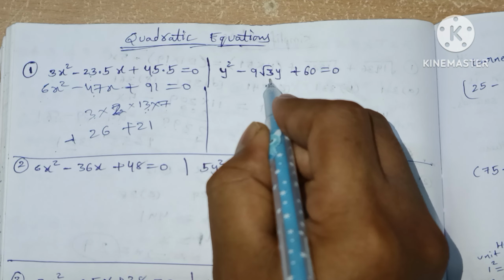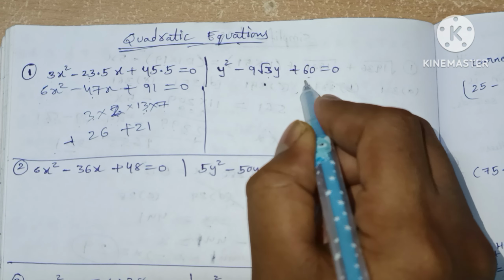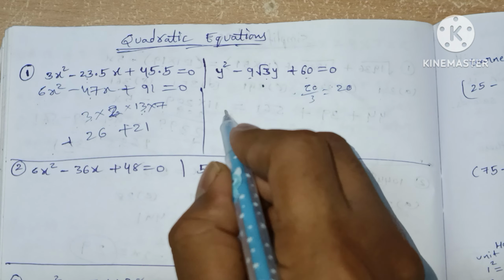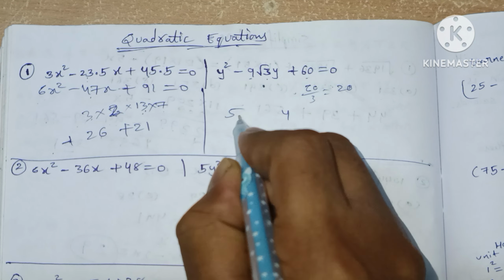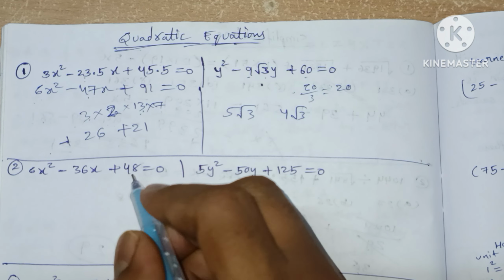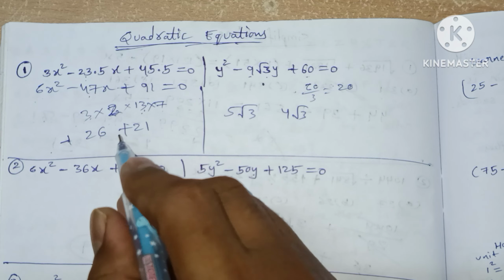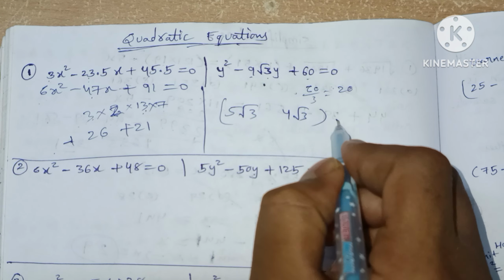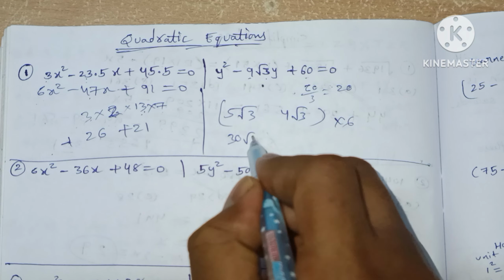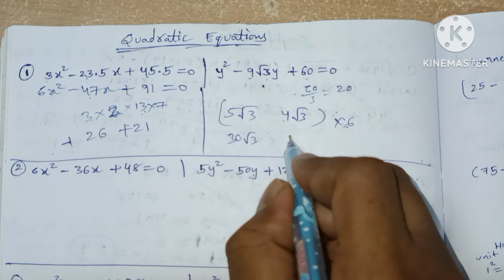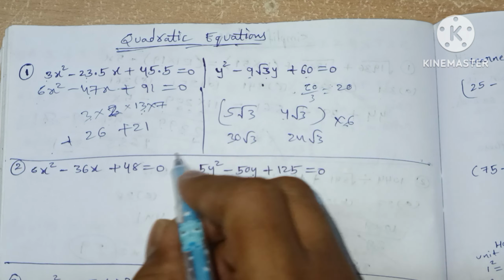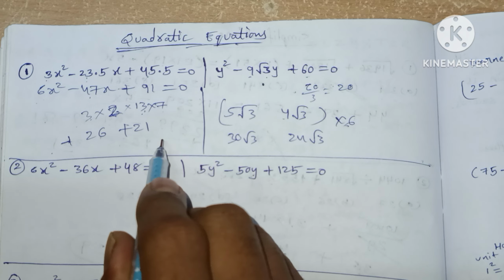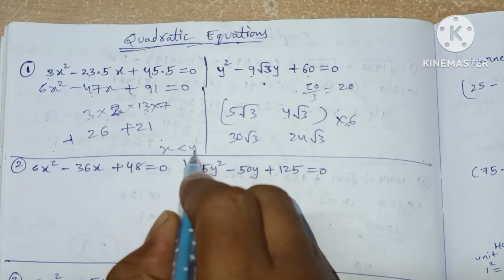In this equation, we'll divide 60 by 3. 60 divided by 3 means 20. So we need to get 9, 5 4 times, and we multiply with root 3. By comparing these two, we need to multiply this with the 6. 6 5 times is 30 root 3. 6 4 times is 24 root 3. By comparing these two, it is clear that x is lesser than y.